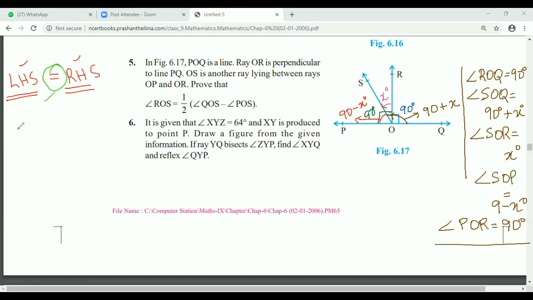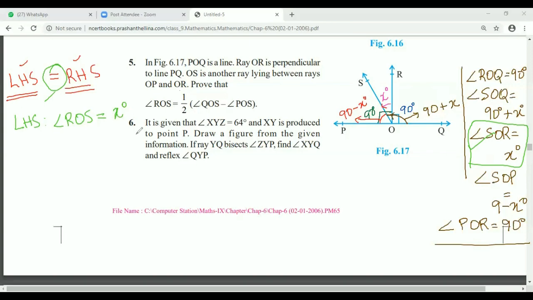Let's take LHS. So LHS of this expression is angle ROS. What is angle ROS? We can see in this figure, from what we have written here, angle ROS or SOR is equal to X degree. Angle ROS is equal to, or you can directly take it from the figure, angle ROS is equal to X degree.